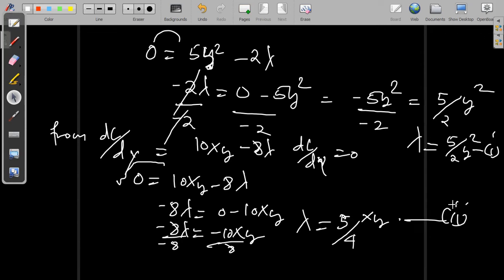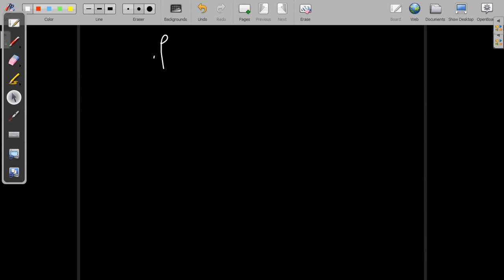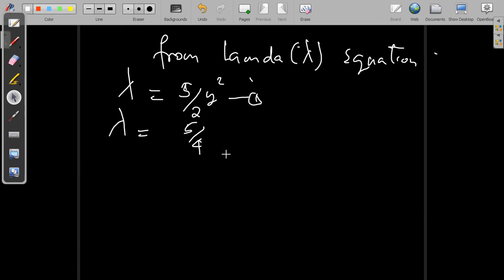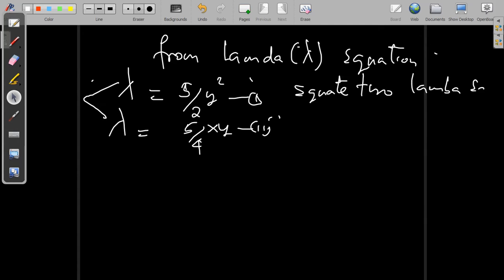That is equation 2. Now take the two equations for lambda and equate them together. The first equation for lambda is 5y²/2, and the second equation for lambda is 5xy/4. Equate the two equations, which will give lambda is equal to lambda.